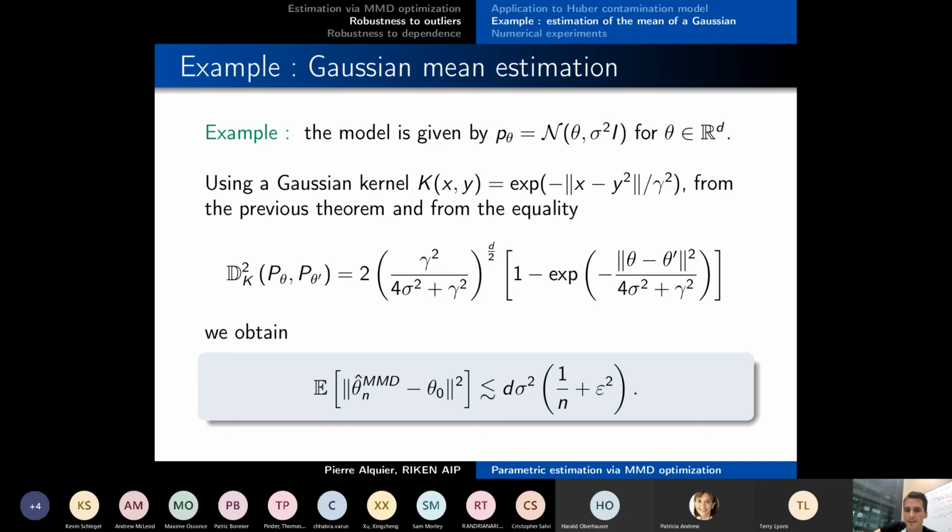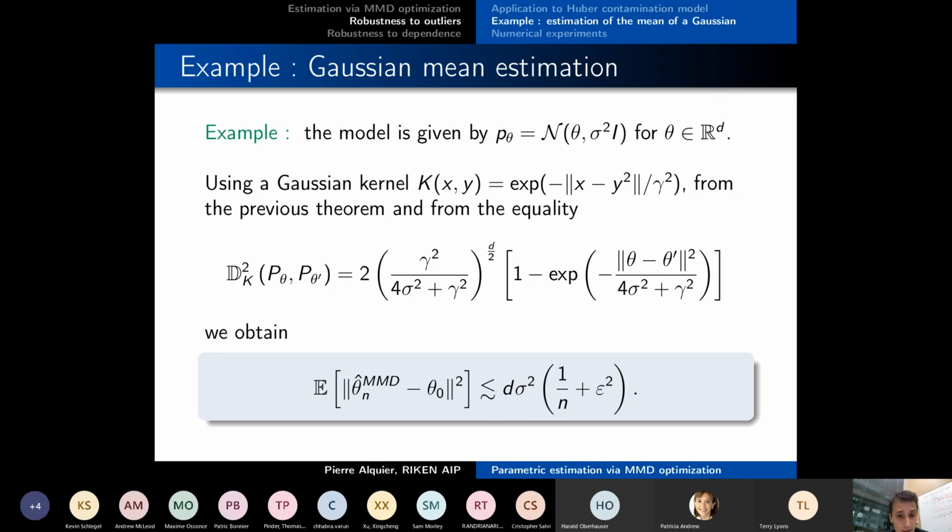Still, it's not completely satisfying, in the sense that in the recent papers I just mentioned, it's known that the optimal rate of convergence in this model is not d over n plus d times epsilon squared, but d over n plus epsilon squared. This means that our estimator is optimal in small dimension, when d equals 1, but when d is large, it's no longer optimal. It's not robust enough in some sense. Still, we were happy to see that we can, at least in some cases, recover the optimal rate.